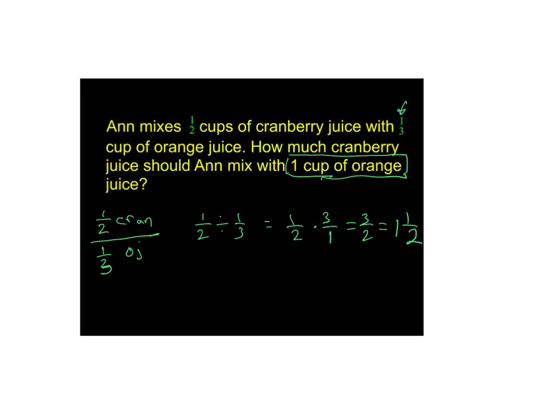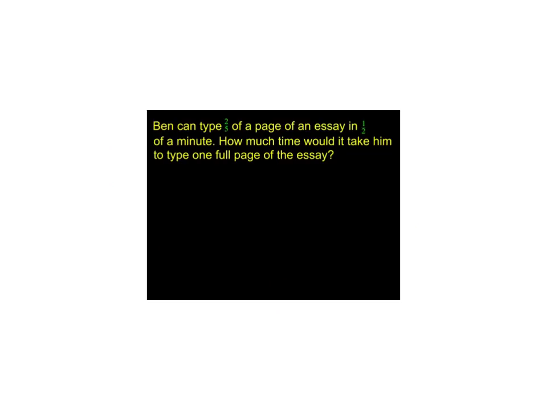Now, you might be saying 1 1/2 what? That's where we go back to this. 1 1/2 cups of cranberry juice for every 1 cup of orange juice. So look at my answer. 1 1/2 cups of cranberry juice for every 1 cup of orange juice. Okay? So the 1, the thing we're finding the per, goes in the denominator.